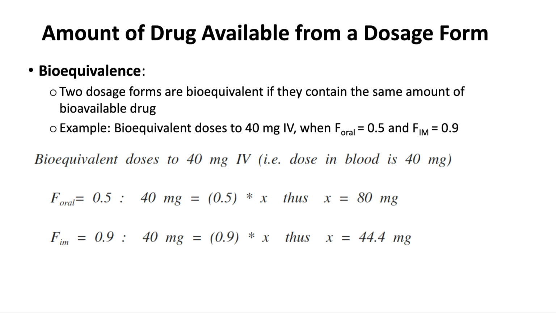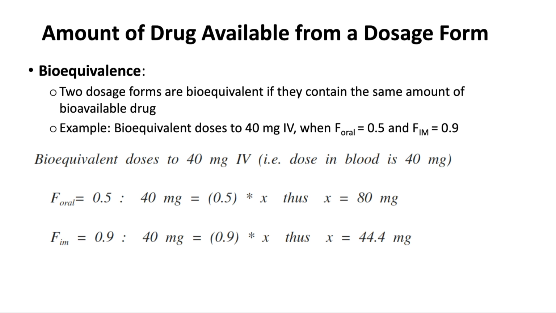So if we solve for X by simply taking 40 milligrams and dividing by the 0.5, we would determine that X equals 80 milligrams. What that says is I have to administer 80 milligrams orally to obtain a 40 milligram dose in the blood. And that's because my oral form has a bioavailability factor of 0.5. That is, only 50% of what I give orally is absorbed into the blood. Therefore, I have to give 80 milligrams orally to get 40 milligrams into the blood.